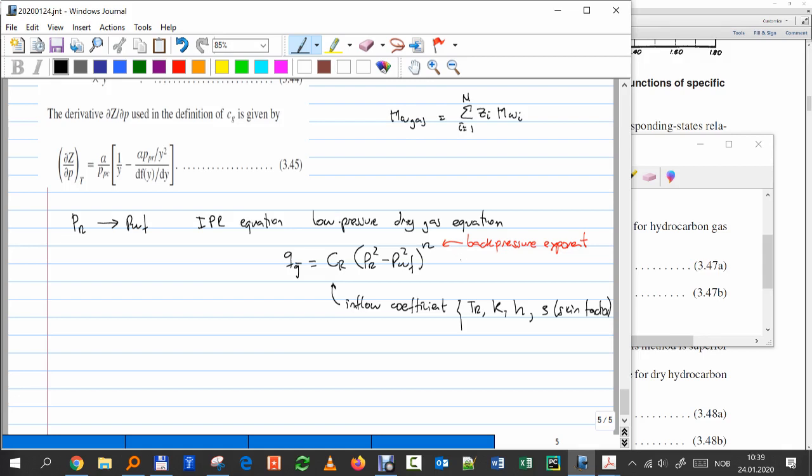Okay, if it's laminar, N should be closer to 1, and if it's turbulent, Forchheimer flow, it should be close to 0.5, right? And if you plot that equation, if you say PWF and rate, for 0 rate you have simply reservoir pressure, and if you lower bottom hole pressure, then you will see a trend like that. It will be a curve like that.